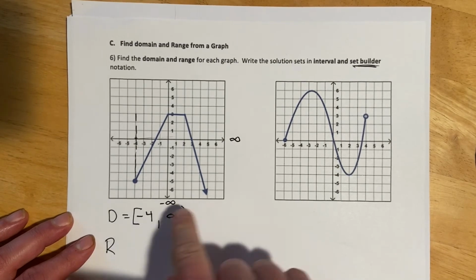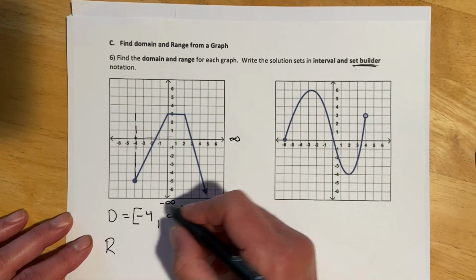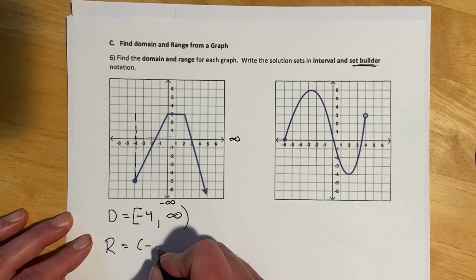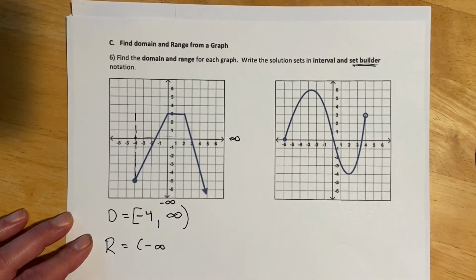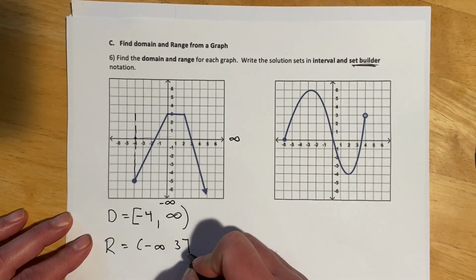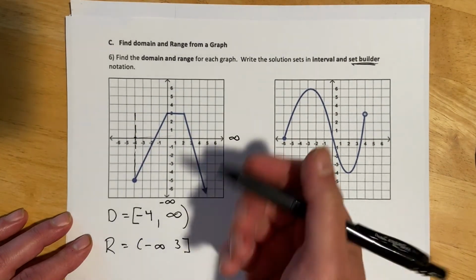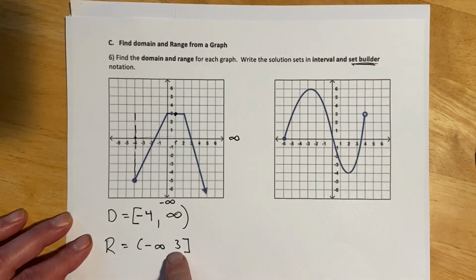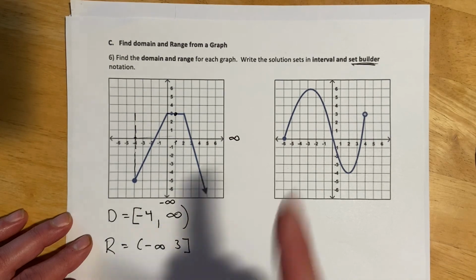So then for our range, now we're going to talk about that. So for our range, this does go down forever and ever and ever. So that is going from -infinity, and it's going to come up to and include 3. So if there's a graph there, it's a bracket, because if I ask you when x is 1, what's y, you would tell me it is 3. So 3 is absolutely included.